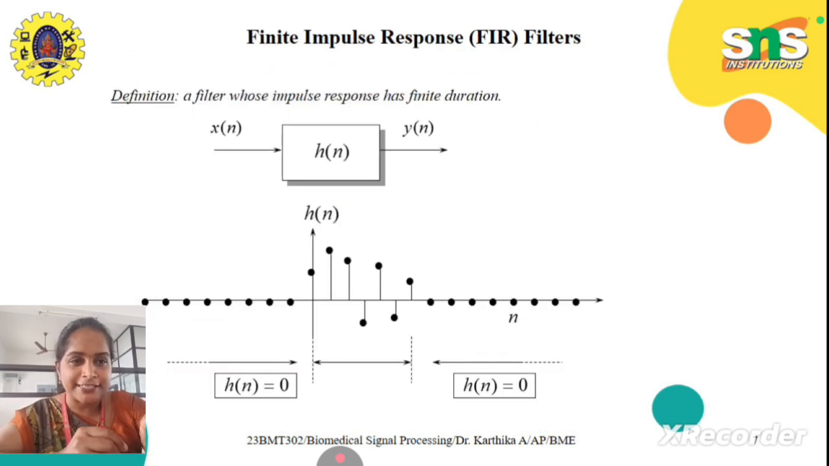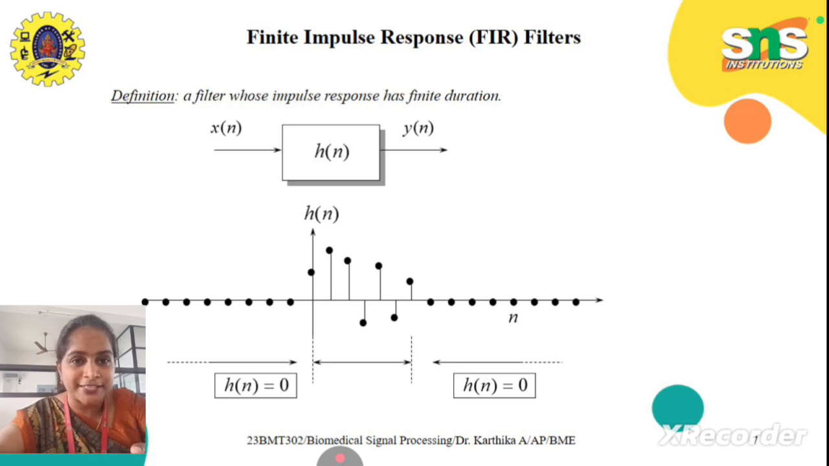A filter whose impulse response has finite duration is called a finite impulse response filter. Here our input is x of n, output is y of n, and your filter function is h of n. The outputs are in discrete form, because in biomedical signal processing we need to convert our continuous analog signal into a discrete signal. With the help of quantization or round off, we convert those discrete values into digital values. So our signal representation is always in terms of discrete.